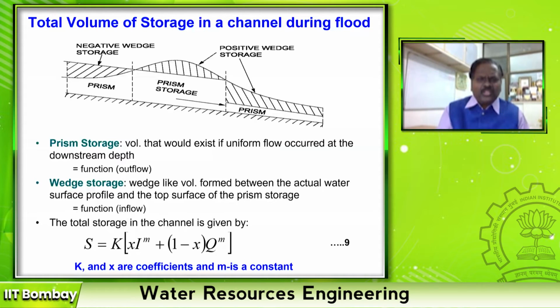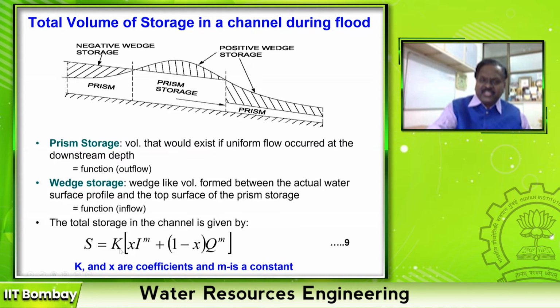So then what is the total storage? Total storage is directly proportional to storage due to inflow and storage due to outflow. But how much of inflow is stored and how much of outflow is stored? Let us consider a coefficient x. So the x quantity of I and the remaining 1 minus x quantity of discharge. That's a non-linear relationship, M. So storage is directly proportional to a function of inflow and outflow, the total storage.